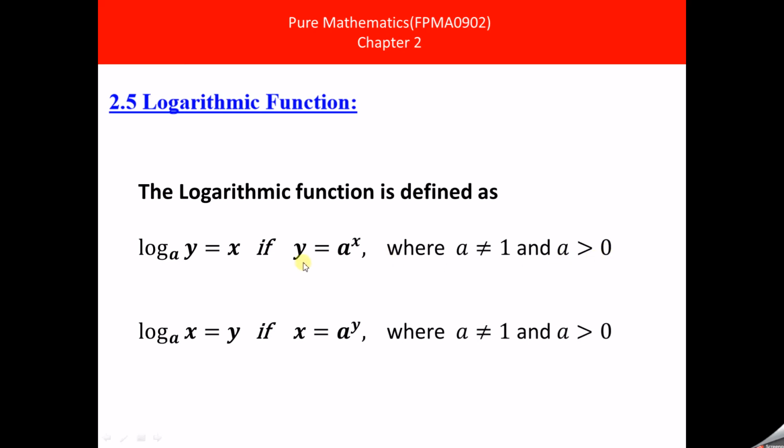So whenever we have this exponential function y is equal to a power x, we can define the logarithmic function as logarithm of y to the base a is equal to x. That means whenever we are writing logarithm of y to the base a equal to x, we say that to get this y, we have to raise the base a to the power x. So a is to be raised to the power x to get this number y. So y is equal to a power x.